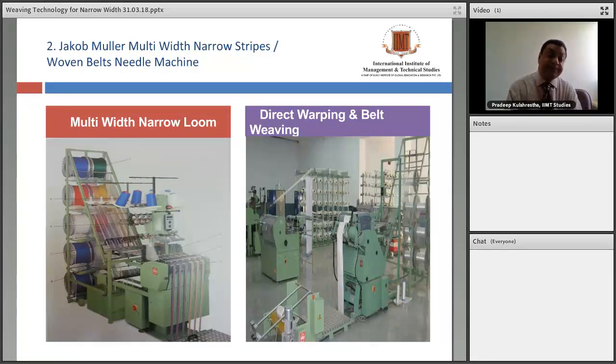If there is a number of beams, you can see the warping. So 500 ends are making the one beam.